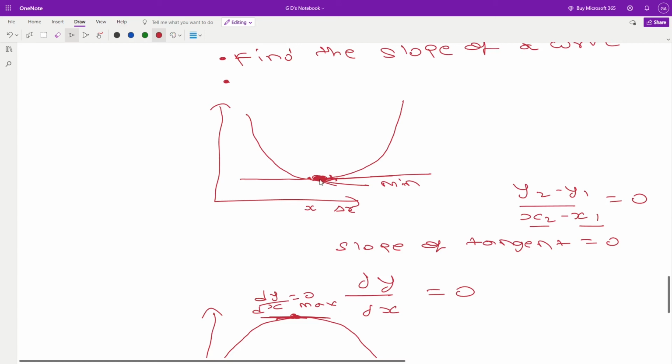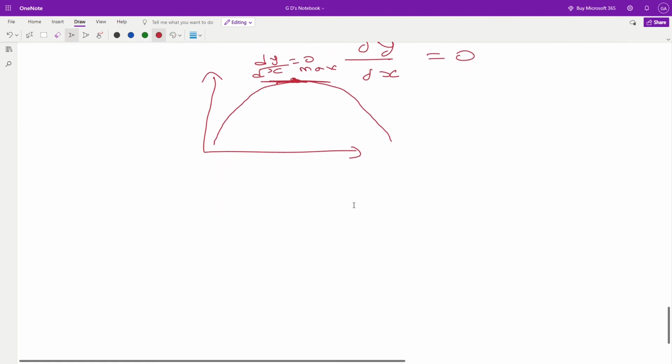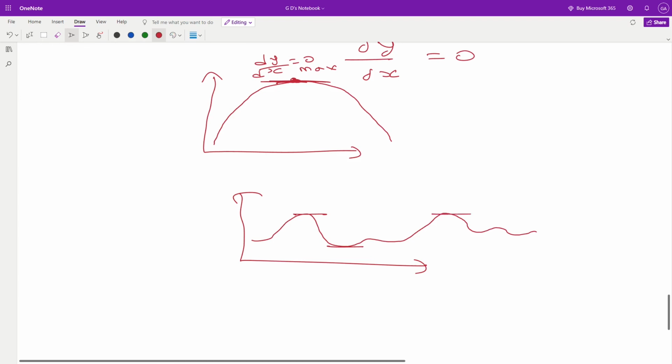wherever your slope is 0, that's your minimum point in one graph, and wherever your slope is 0, that is also a maximum point in the other graph. You might also have a function like this where you have multiple minimums and maximums. In this also, wherever you have a minimum or maximum, differentiation is 0. Your slope of tangent is 0.